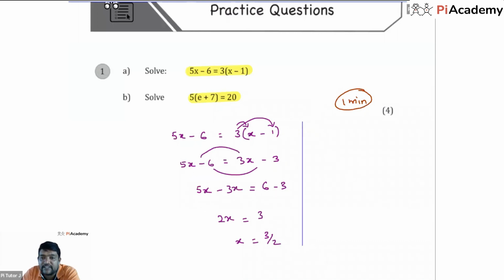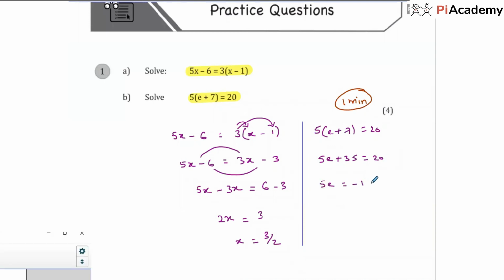For those who are not able to do it, look here. 5 times (e plus 7) is equal to 20. First step is you remove the bracket. So you have 5e plus 35 is equal to 20. So now 5e is equal to 20 minus 35, which is negative 15. So e is equal to negative 15 over 5, which is negative 3. Am I correct? Yes, sir. Wonderful. Excellent.